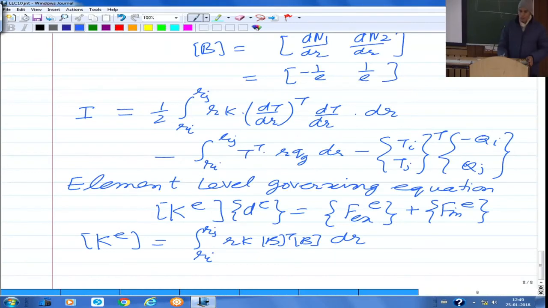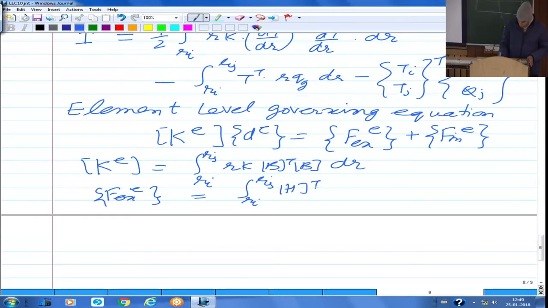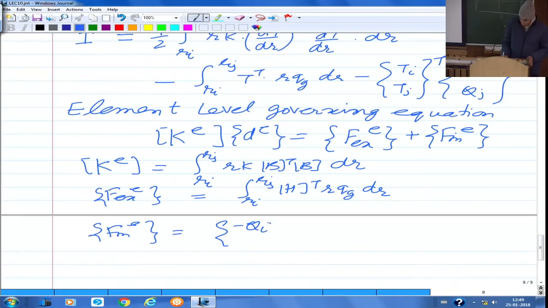It's coming from this term we had done earlier, no? So I am not repeating that, but if anyone has a doubt, you can ask before or after the class. And then F external is coming from basically this term, which would be integration from Ri to Rj, and then you have essentially H transpose R Qg dr. And your F internal for the element is basically this vector you are taking to the right hand side, so both these become plus on the right hand side, so it's simply minus Qi and Qj. So this is the element level governing equation you get for this problem.